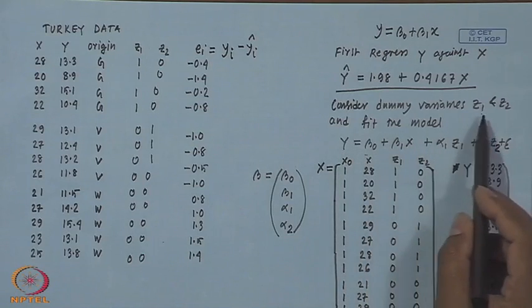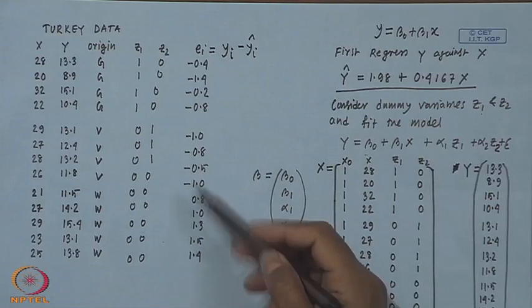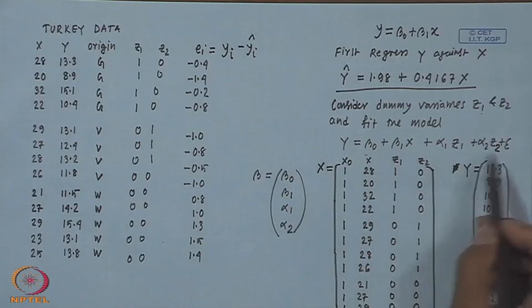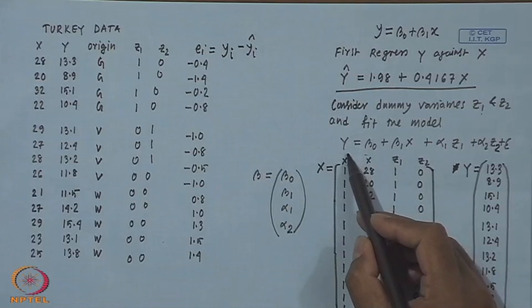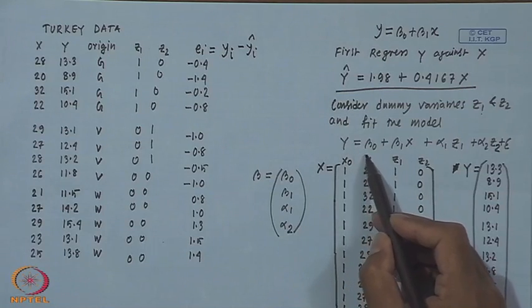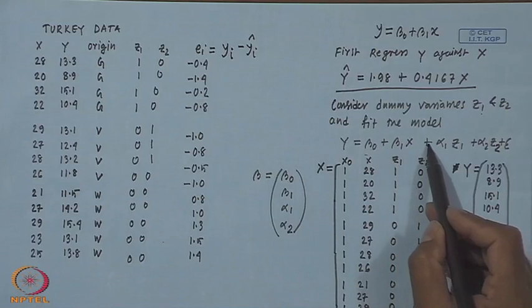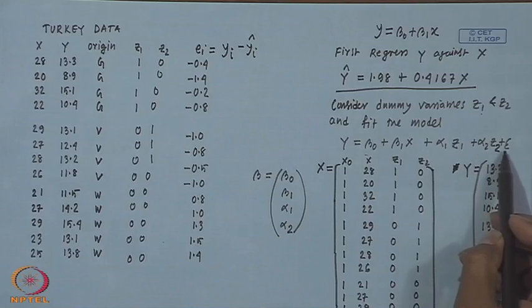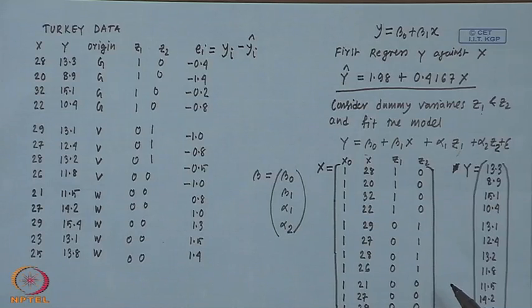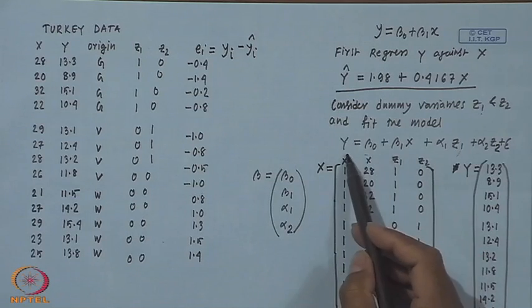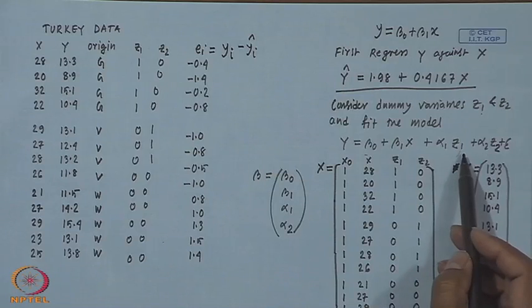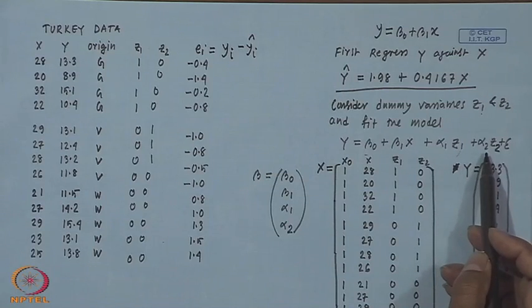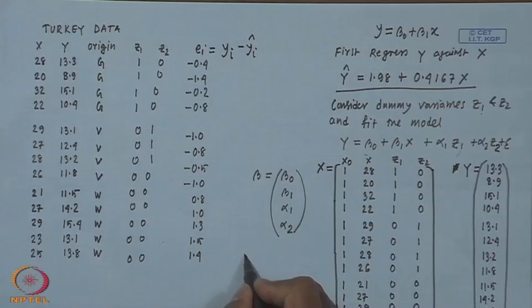We need to fit a model involving two dummy variables because we have three sets of data. So, you know about it already. Here is the model we want to fit: y equal to beta naught plus beta 1 x plus alpha 1 z 1 plus alpha 2 z 2 plus epsilon. This is the first dummy variable, this is the second dummy variable, and the whole model can be treated as a multiple linear regression model, and it can be written as y equal to x beta plus epsilon.